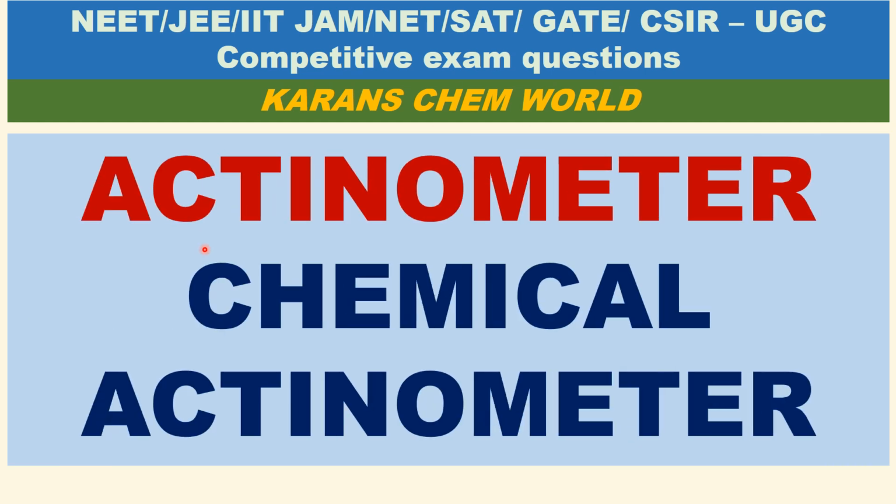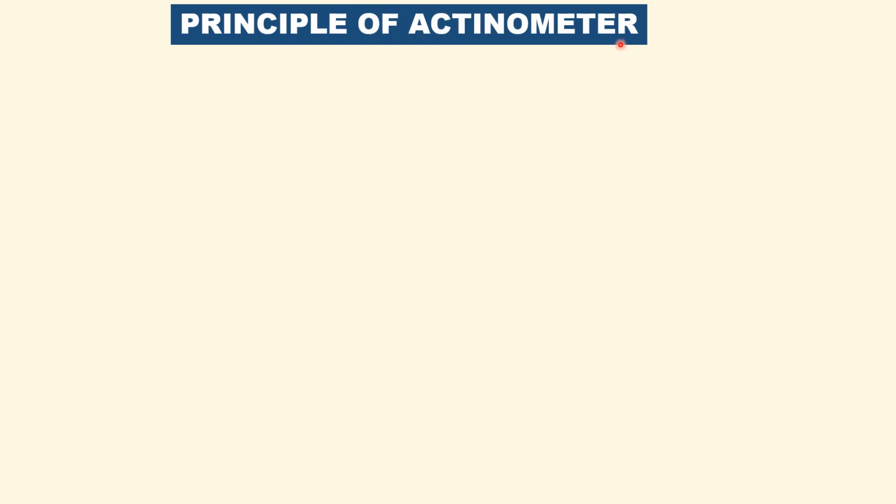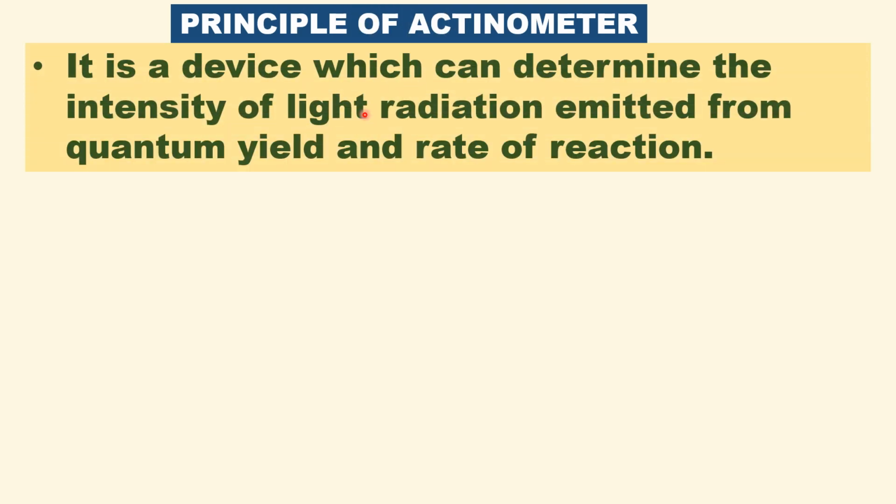In this video, let us study actinometer. What is called chemical actinometer, chemical actinometry, or the experimental setup, etc. What is the principle of actinometer? It is a simple device which measures the intensity of light radiation using quantum yield and the rate of chemical reaction, or it can be a physical device also to measure the intensity of light radiation emitted.